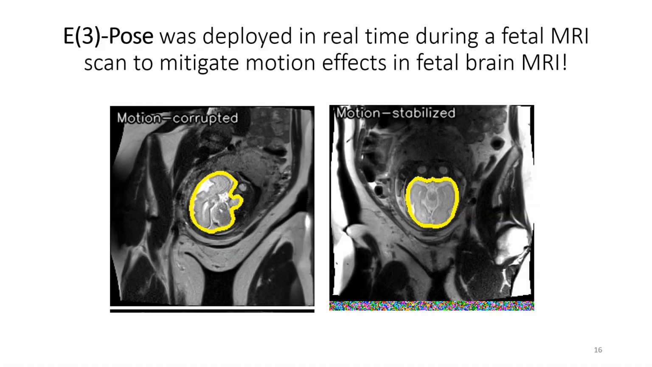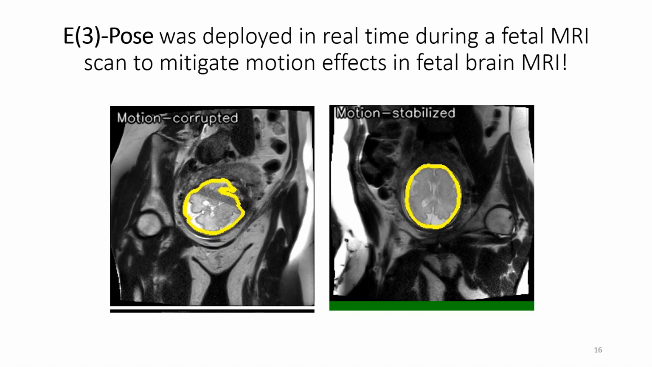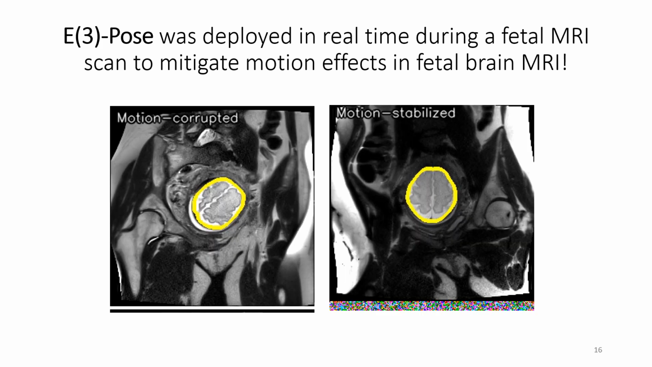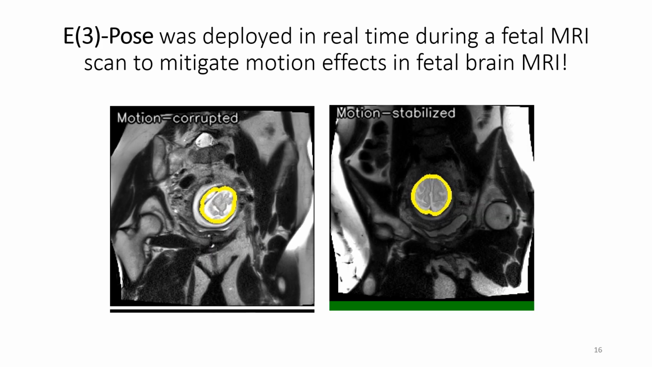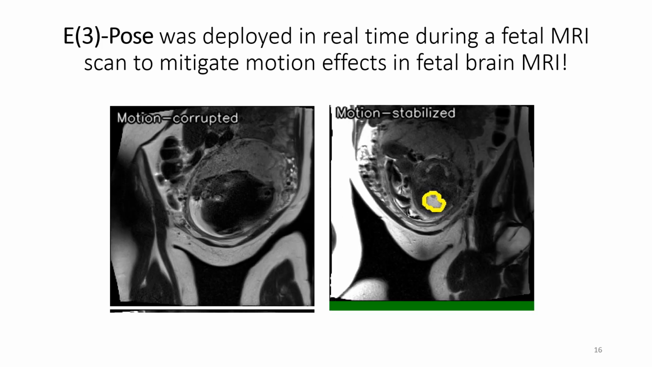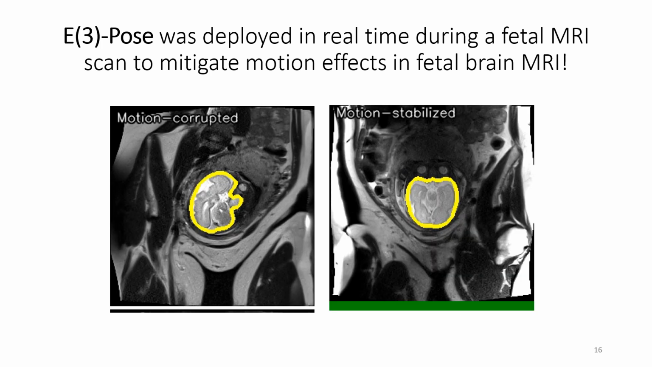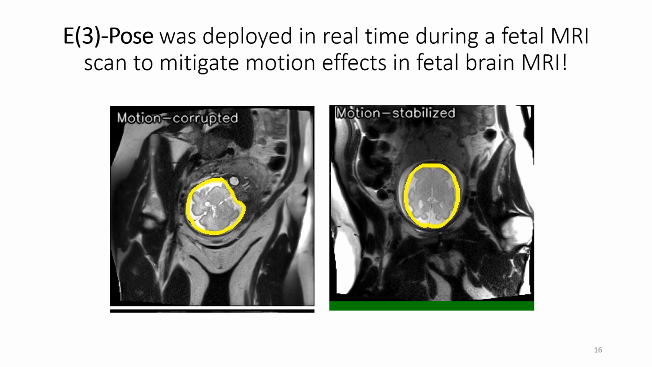Compared to the current standard of motion blind acquisition on the left, our method is able to stabilize the fetal head motion in the acquired slices, even as the baby undergoes large motion in the uterus, leading to better quality fetal imaging. More details about the clinical problem and the deployment of our method can be found on our project page.